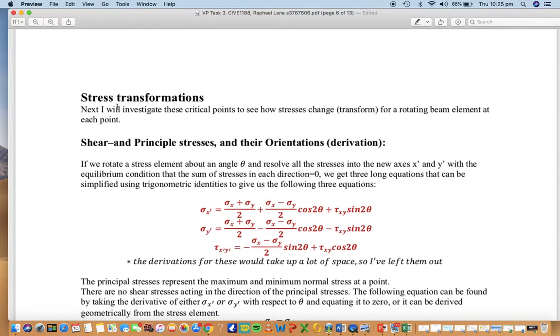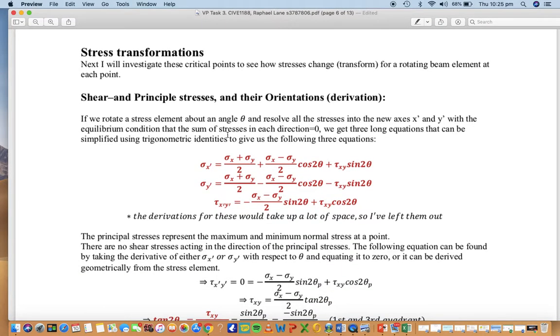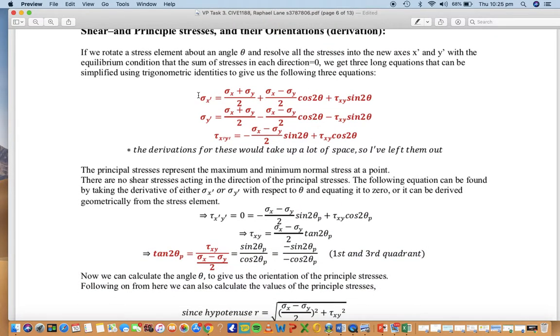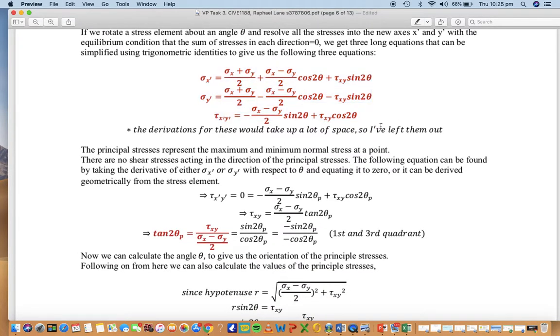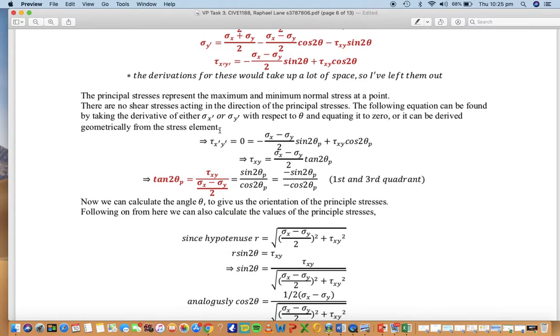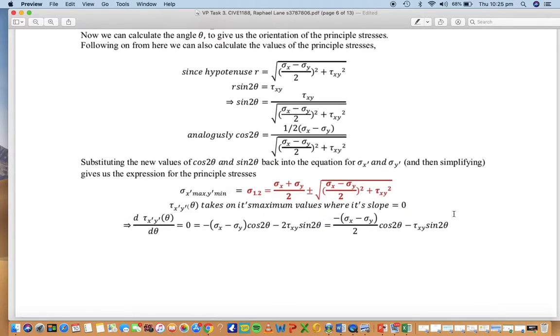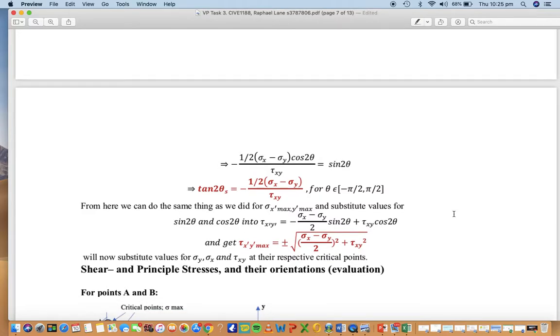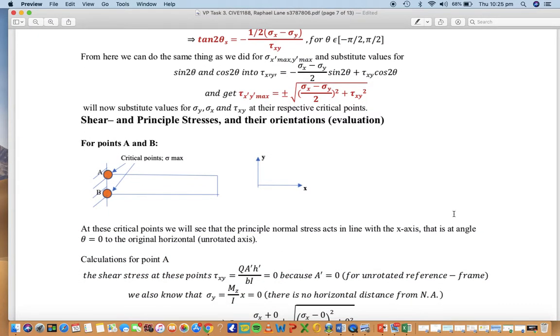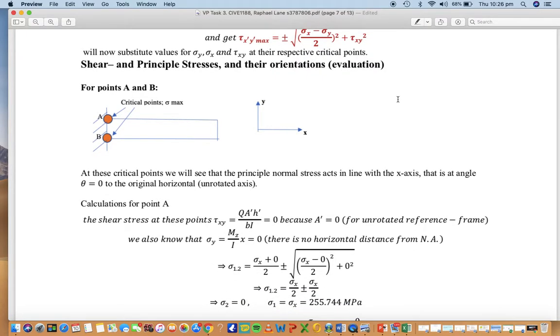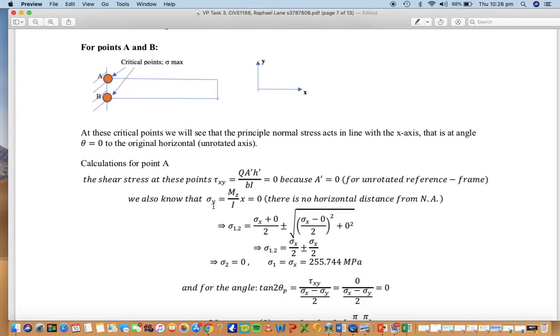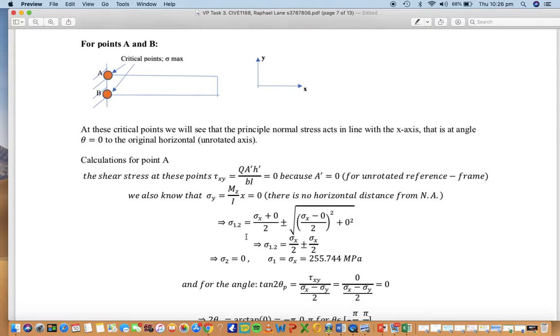Then I went on to the stress transformations. I took these formulas. I did have a look at the derivation, but I didn't include it here because it's quite lengthy and probably not necessary. I did derive the rest of the formulas though for the angles and the principal stresses. Once all those formulas were derived, I went on to evaluating them, evaluating the principal stresses and shear stresses, etc.